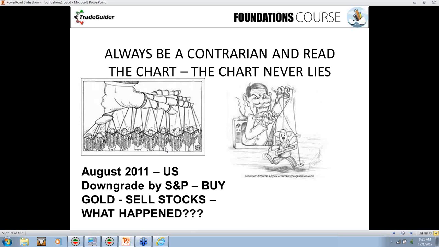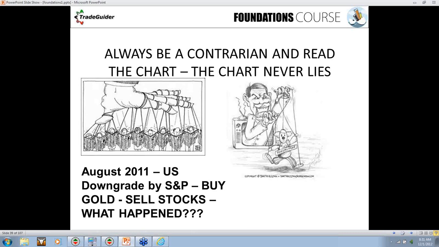The truth is that in August of 2011, the US was downgraded, and the message was buy gold and sell stocks. Can I just ask, do you all remember that? Everyone last year, 2011 in August, buy gold, it's a safe haven, and sell stocks. Do you all remember that? Yes or no? Just type in yes. Do you remember that? That was what we were being told. That's what the media were reporting. They weren't lying to you. They just didn't understand the chart.